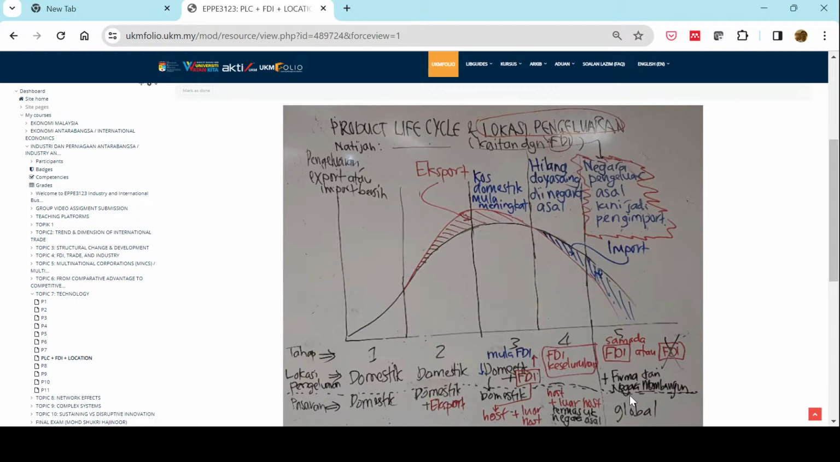TV was originally produced by the Western countries of the United States, the UK, Italy. But TV now, these countries import, coming from developing countries. So where is the production? In the developing countries. Where's the market? Global. So this is the product life cycle.